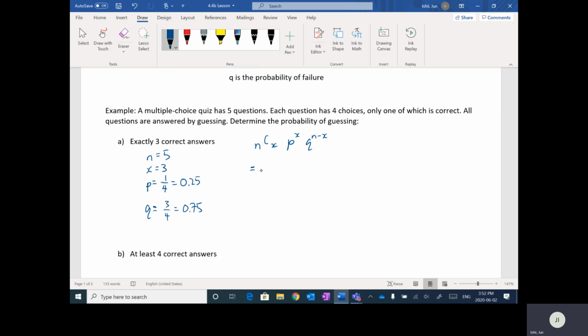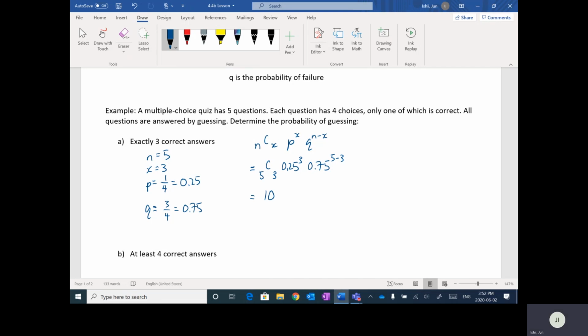into the formula, n is 5, so this would be 5 choose x, which is 3. Then I have 0.25 to the third power, which is x, and then 0.75 to the n minus x, 5 minus 3. All right, so let's work this out here. Now with my calculator on the computer, I don't have the choose function, so I have to use my calculator off to the side here. If you've got your calculator handy, I would suggest that you follow along and punch these in as I go along too. All right, so 5 choose 3 is 10.